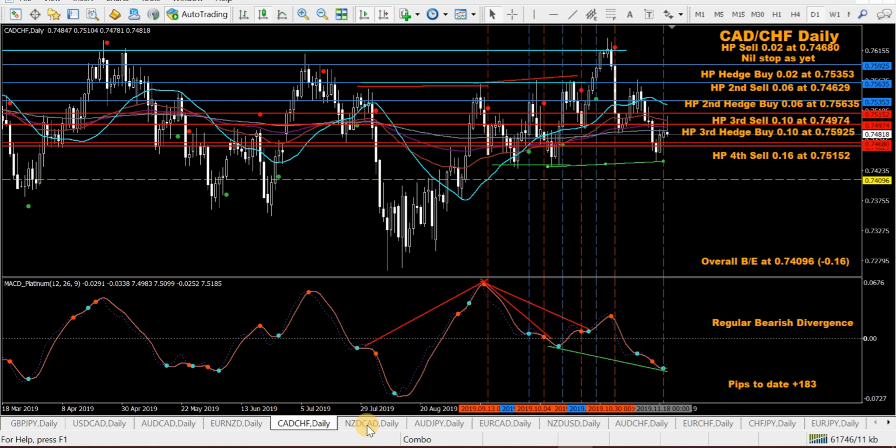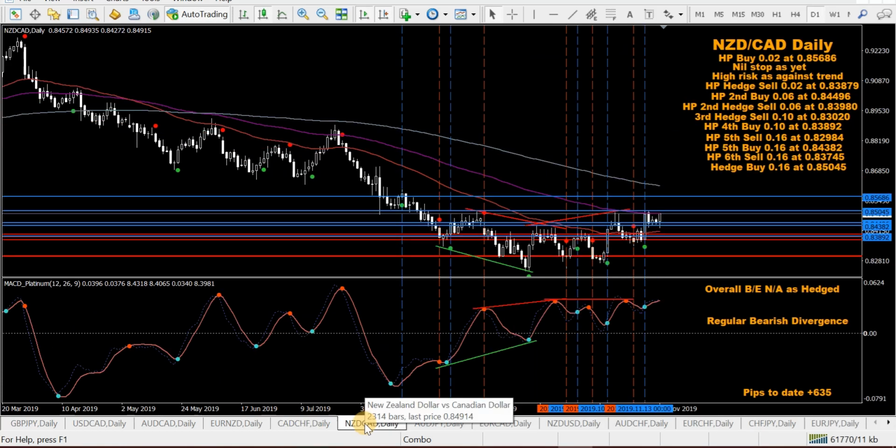We'll pop across to the New Zealand CAD, which is another one. It's a pair I've got a lot of trades on. Again, you can read my notes. If I just did the old traditional way of trading, set a stop, I wouldn't have been in this mess. Trust me.